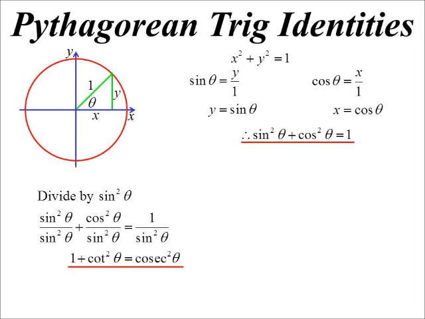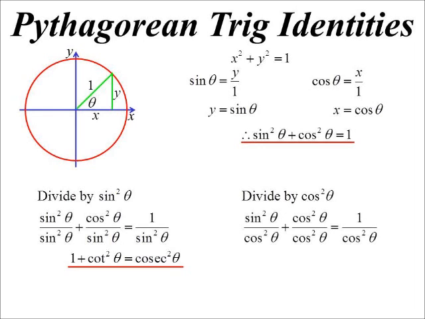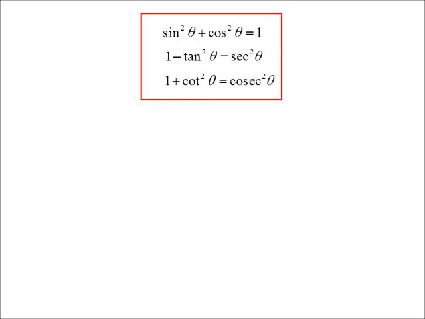But imagine I divide it instead by cos squared. Then sine squared on cos squared would be tan squared, cos squared on cos squared is 1, and 1 on cos squared is sec squared. And that's often quoted as the third trig identity. But as I say, really, all three are the same. It's just a rearrangement of writing it.